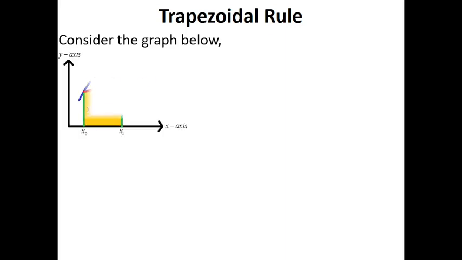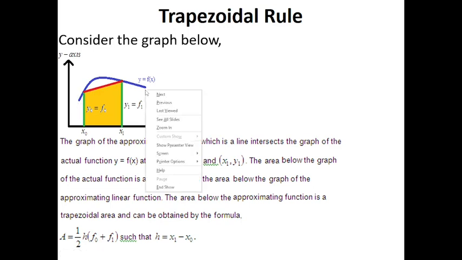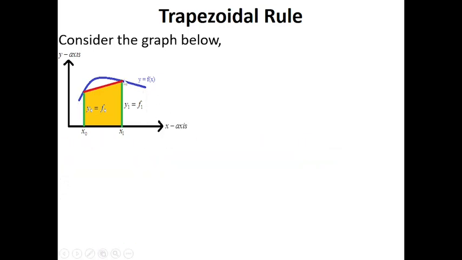Consider the graph below. So here's the graph. The red line is the approximating function. Y equals f of x is the actual function. We use linear interpolation here. That's why we have a line.